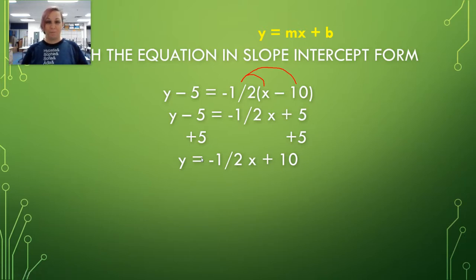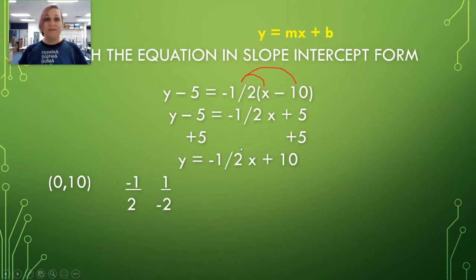I would be ready to graph. The 3 things we write before we graph are the y-intercept, 0, 10, and 2 versions of the slope. One version will have the negative sign with the top number, negative 1 over positive 2. And then the second version will have the negative sign with the bottom number, positive 1 over negative 2. Since this was a negative slope, each version will have a negative sign in it.